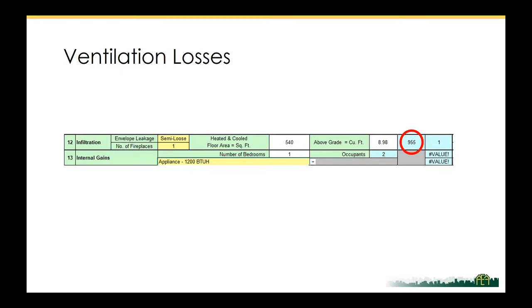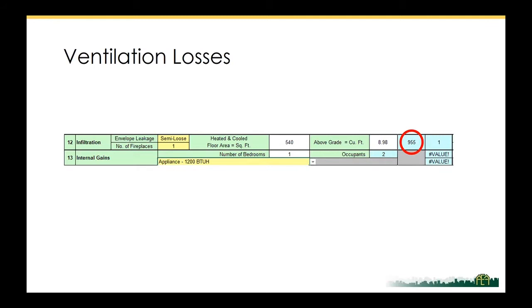Number of fireplaces, it has to be at least one. If you're modeling a building that doesn't have any fireplaces, you just have to assume one. And then you input your heated and cooled floor area, and then above grade cubic feet, and it spits out infiltration losses of 955 BTU per hour.